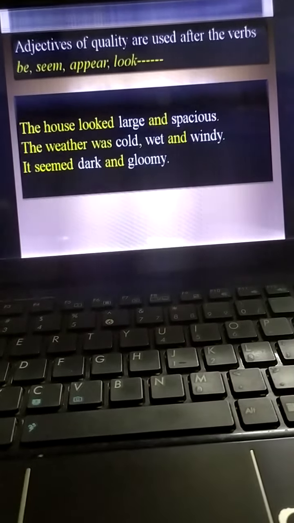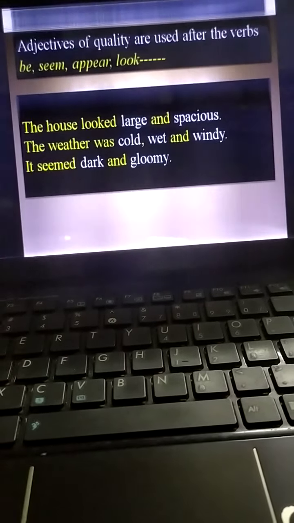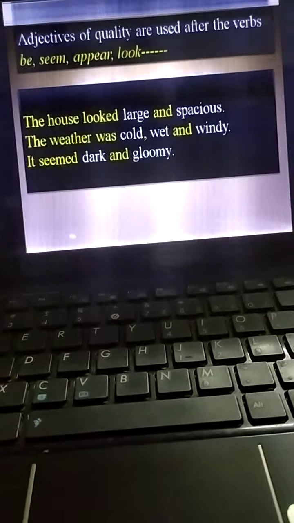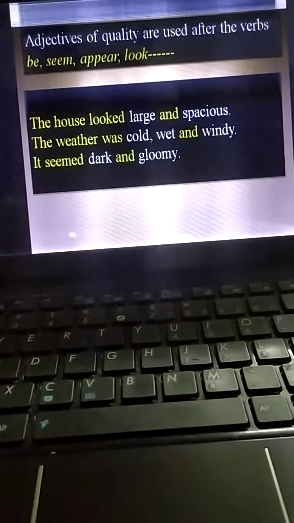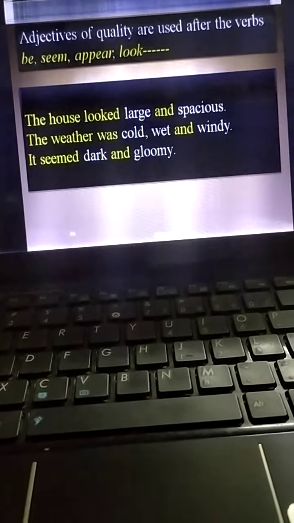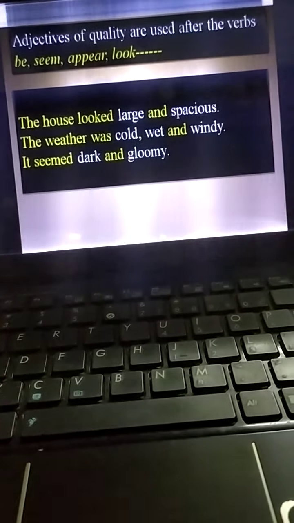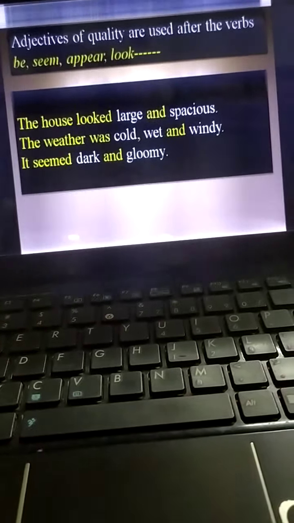The house looked large and spacious. After the verb looked, large and spacious, both the words are adjectives. But large and spacious both modify the word house. Look at this, this is interesting.